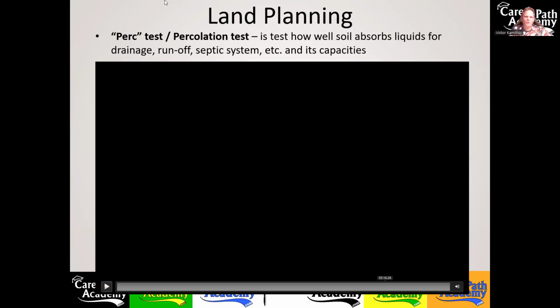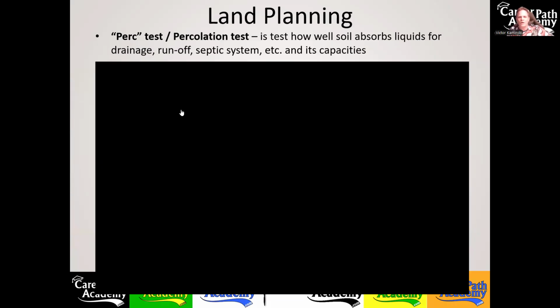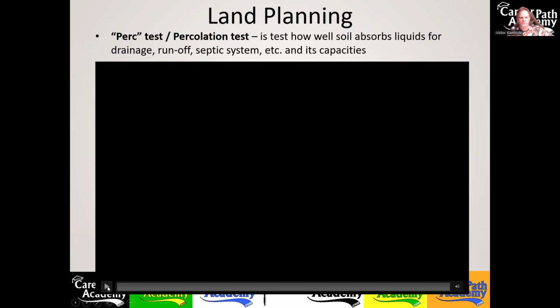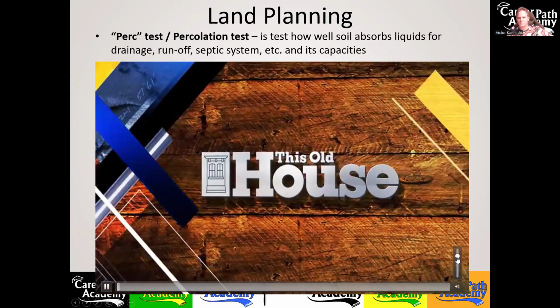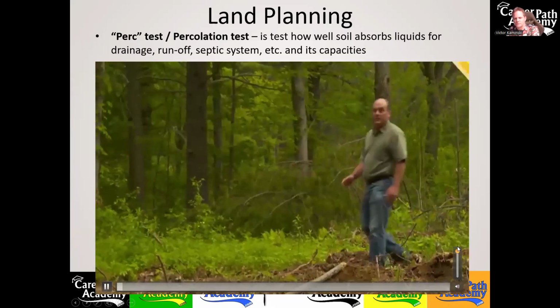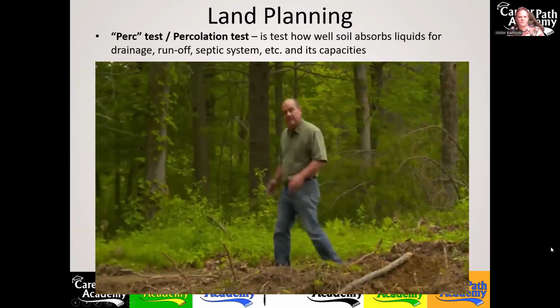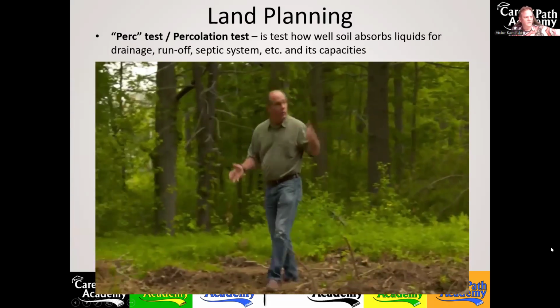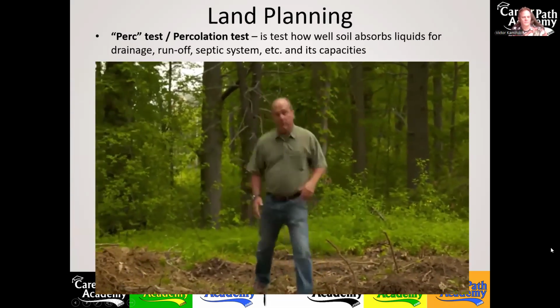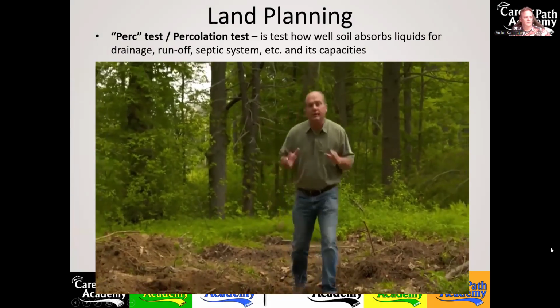Bob Vila's This Old House, showing you how percolation tests will work. One of the first things to consider when building a house like this out in the country is a septic plan. What to do with the waste and water that needs to leave that building. Now, it needs to go into a septic system.